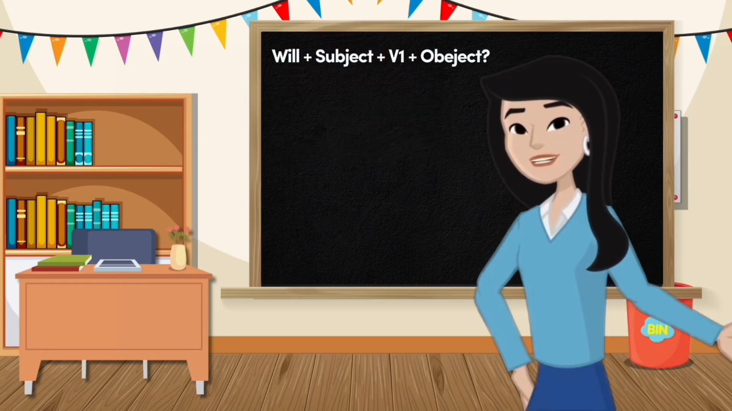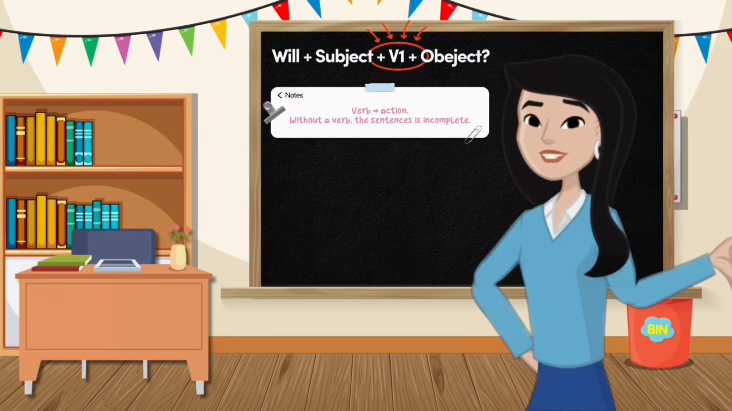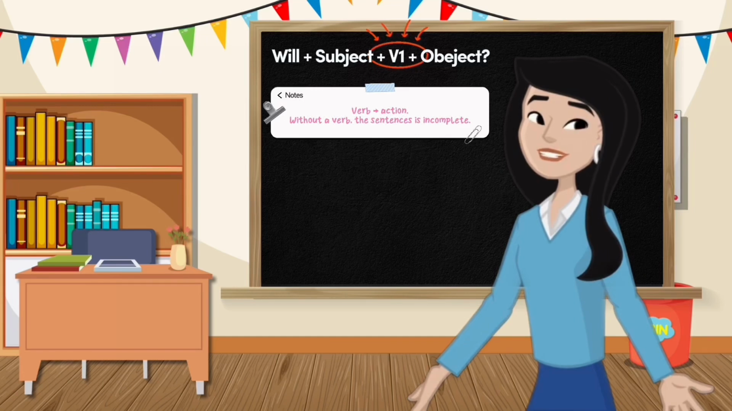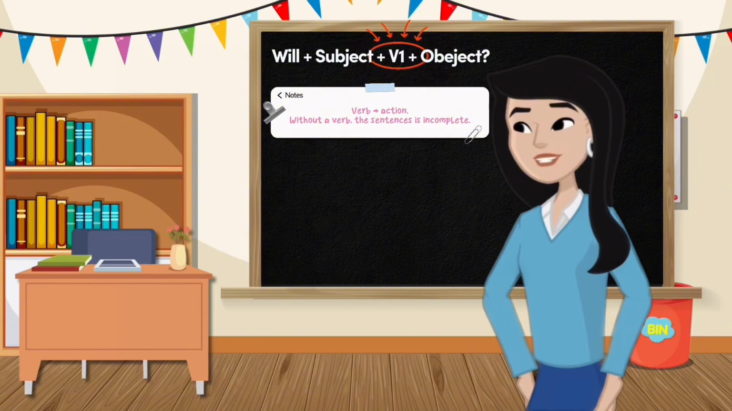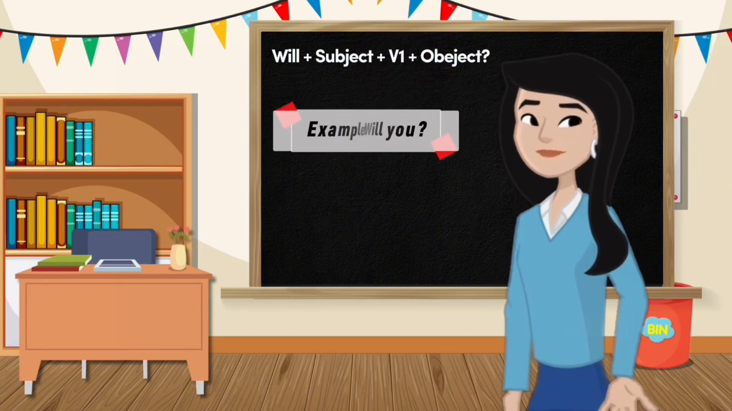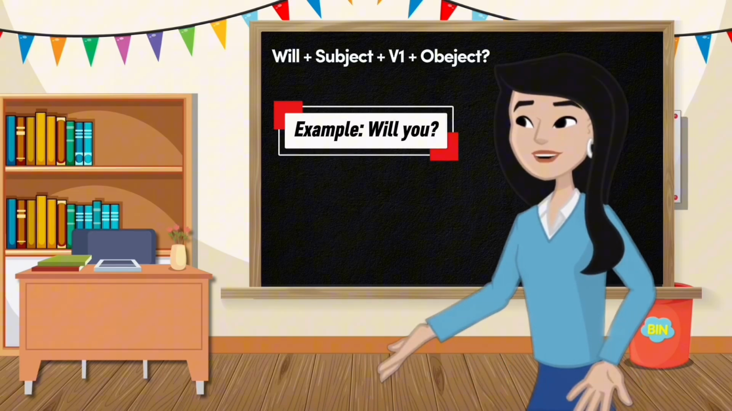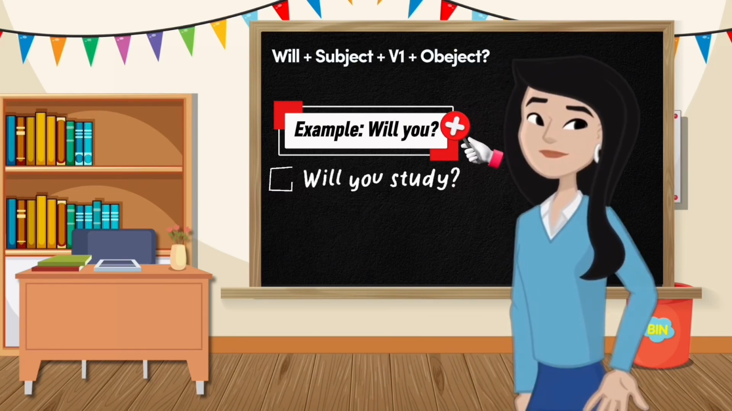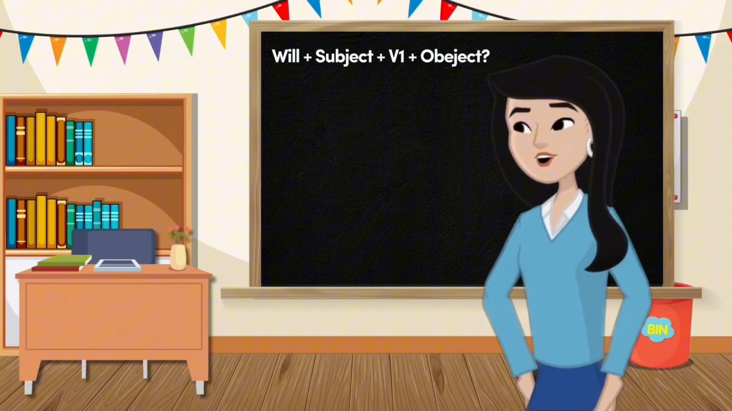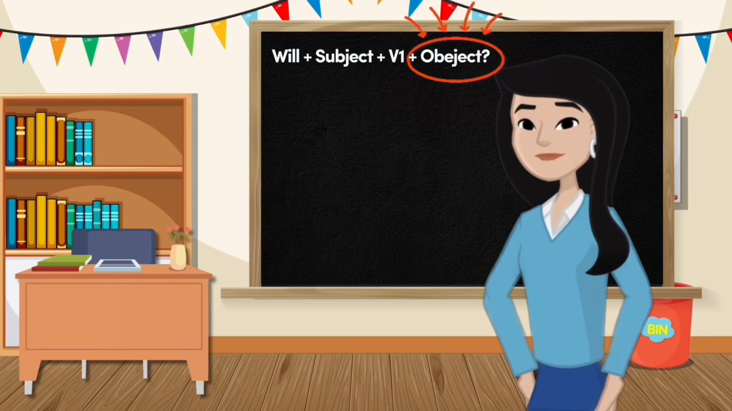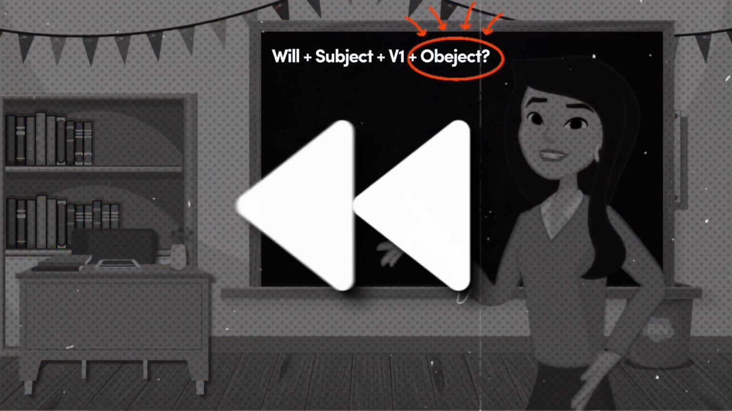After that, we use verb one. Why do we need a verb? Because every sentence needs an action. The verb tells us what the person will do. Without a verb, the sentence is incomplete. For example, if I ask, will you? Do you think the sentence is complete? No, it isn't, because we don't know what you will do. So finally, we can add an object or extra information. This part gives more detail about the sentence.